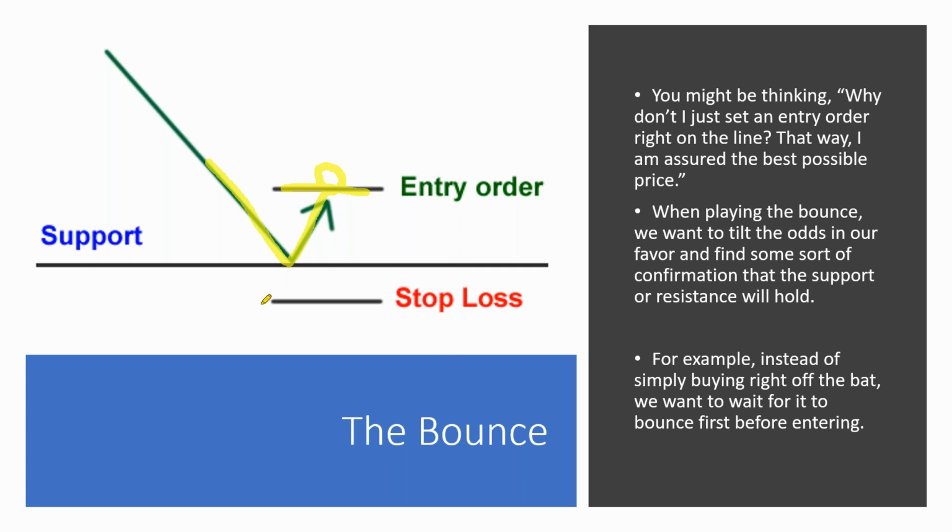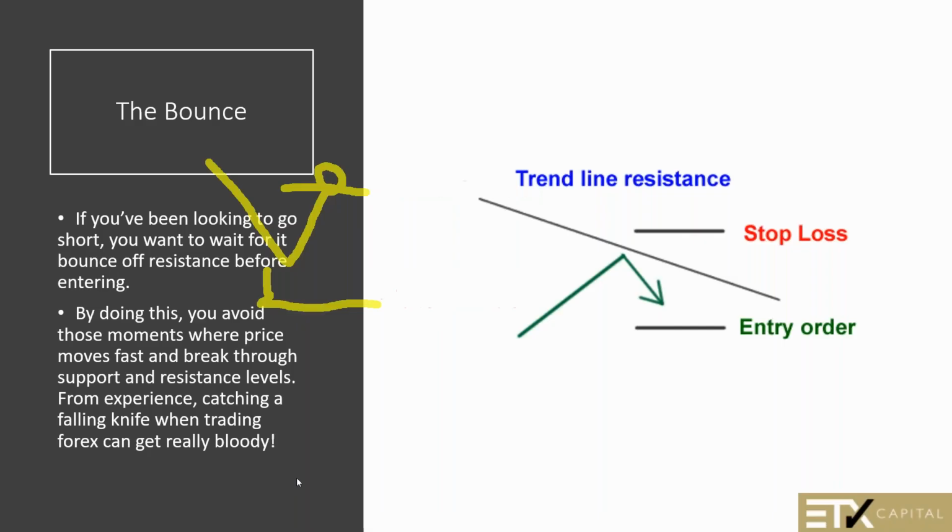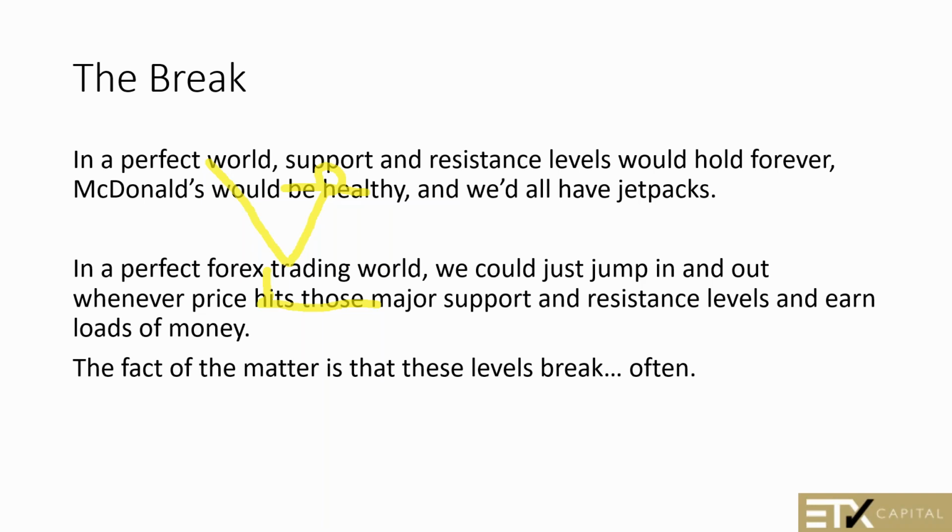And then we could define our stop loss somewhere slightly below that support level, or we could use the swing low if it broke below the support level. So you need to be a little bit more cautious than simply placing an order to buy at the support level. If you're looking to go short, you have the exact opposite, because support and resistance are mirror images of each other.